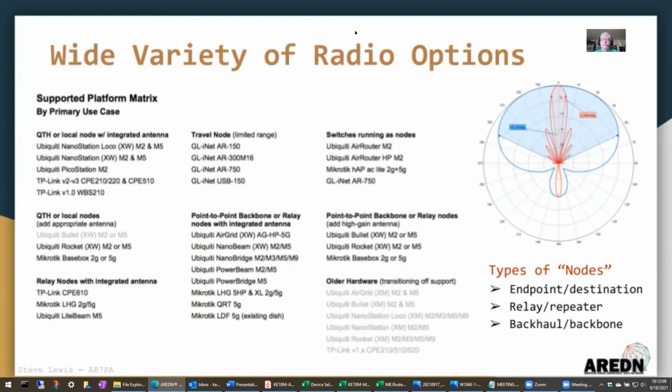From this, you can see that different types of radios serve different functions within the wider mesh network. You could categorize them generally as local endpoint nodes, or intermediate relay nodes, or high-speed backhaul nodes based on the purpose that they serve for the network as a whole.